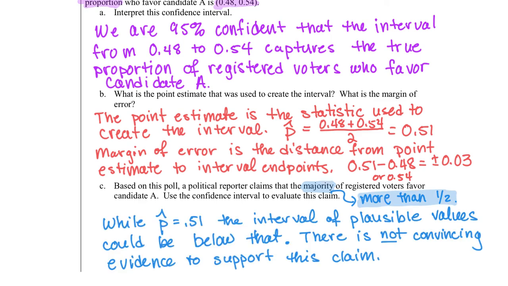So you've heard some of this terminology before. We'd say, well, p hat does equal 0.51. The interval of plausible values could be below that. There is not convincing evidence to support this claim.